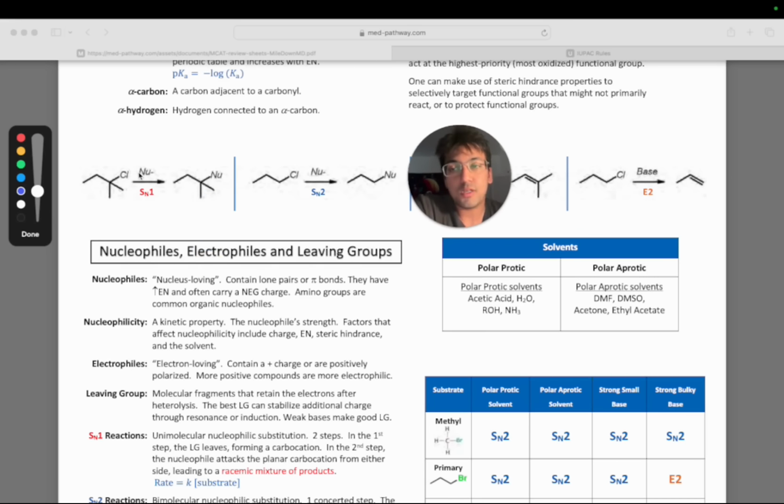All right, so based on what I've told you now, you should be able to think about, well, if this is leaving in the first step, right, then the carbocation is going to be right here.